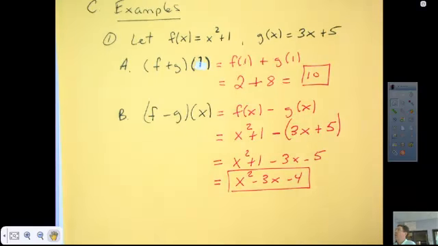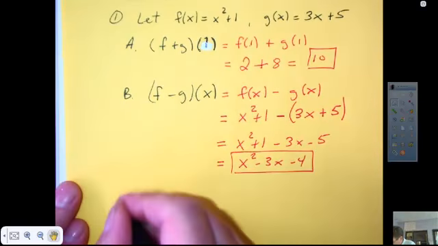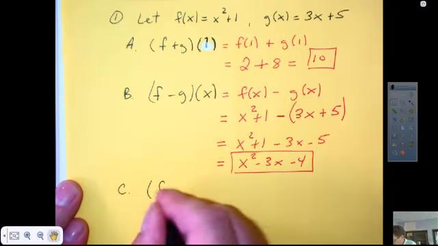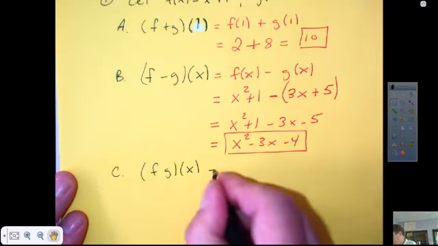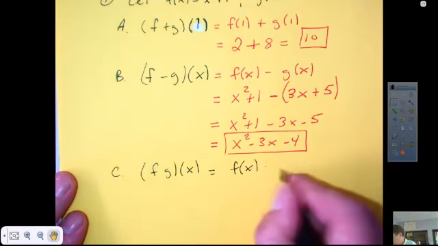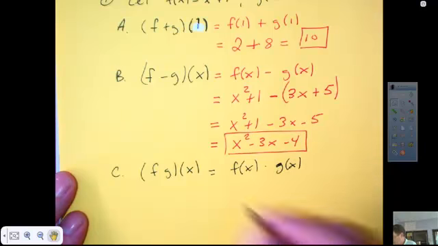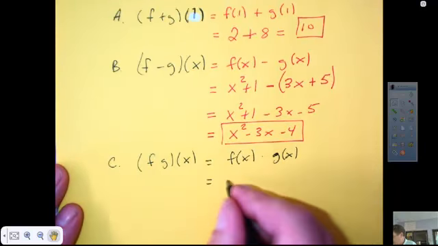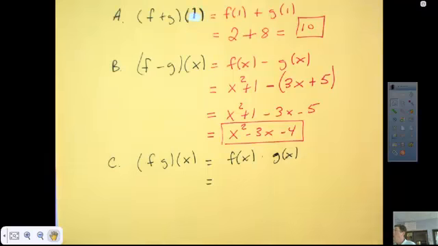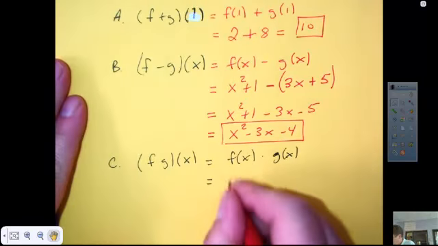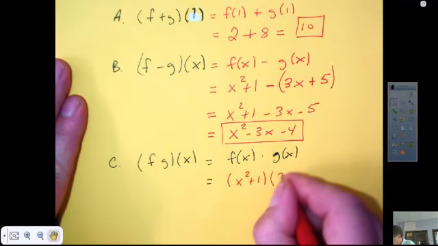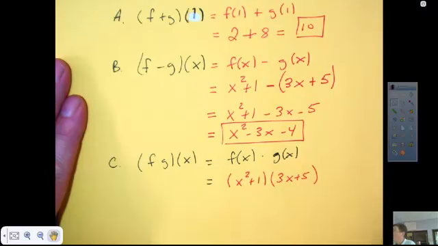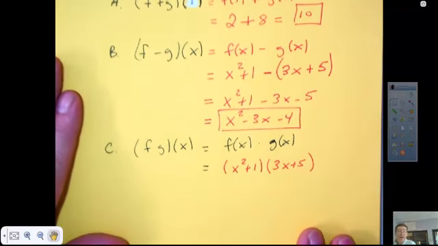Okay, so let's see. We need a C yet. So what if I had just fg of x? And of course that says, well, let's take f of x times g of x. So I need to take x squared plus 1 times 3x plus 5. And that I can simplify.